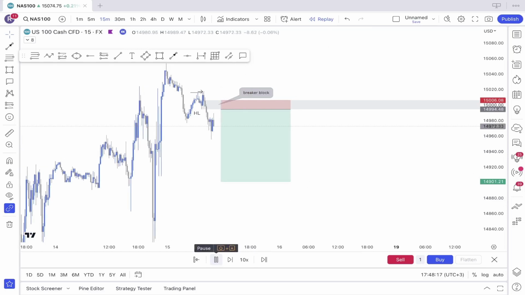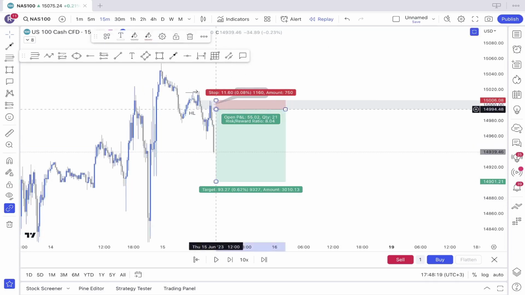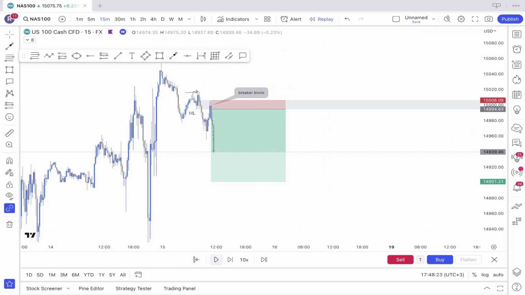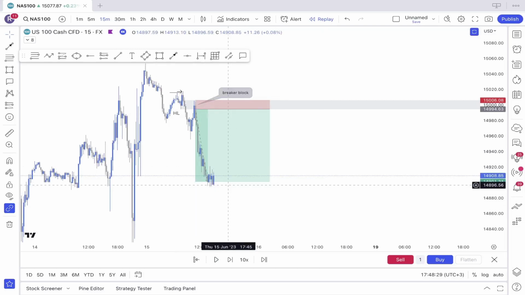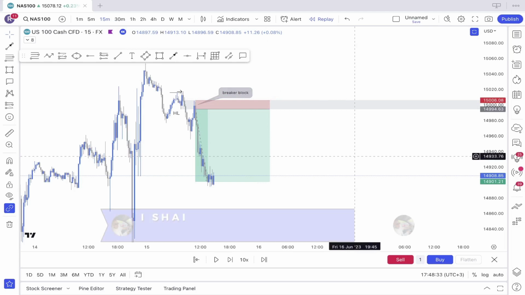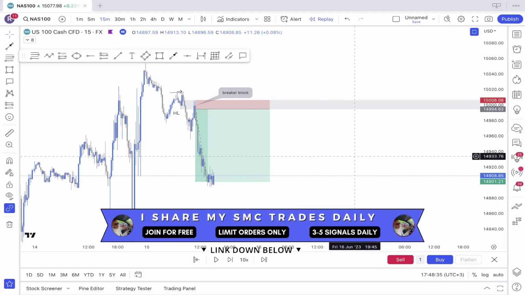Let's play price. Okay, boom, check this out. We have a reaction to our breaker block. And as we can see, this was a take profit. All right, so essentially, being able to identify these breaker blocks could give you some entry opportunities, okay?